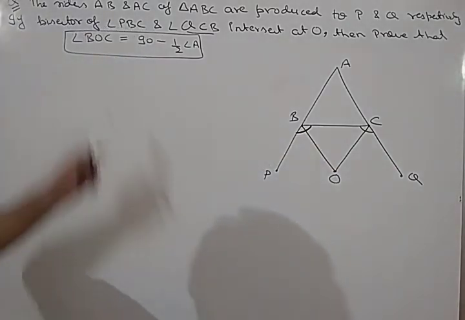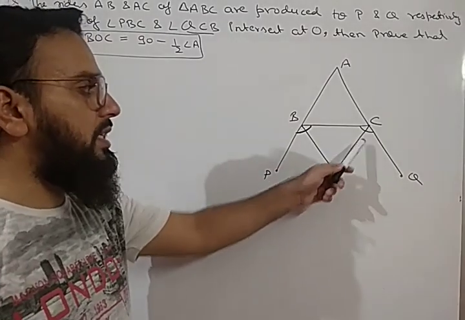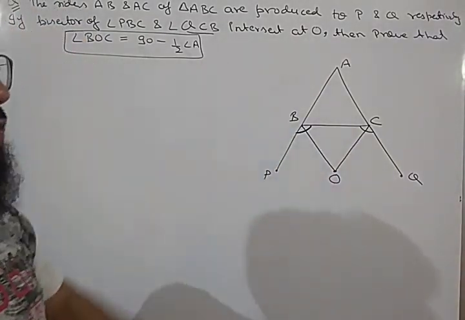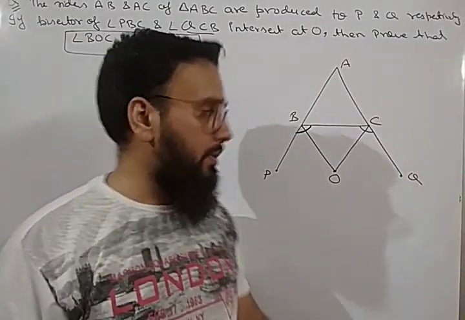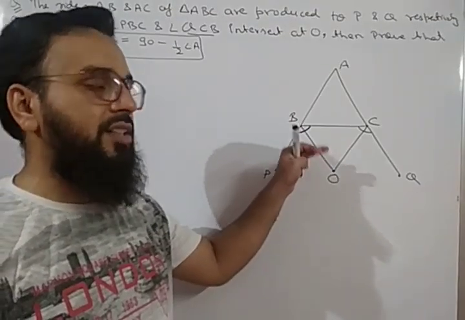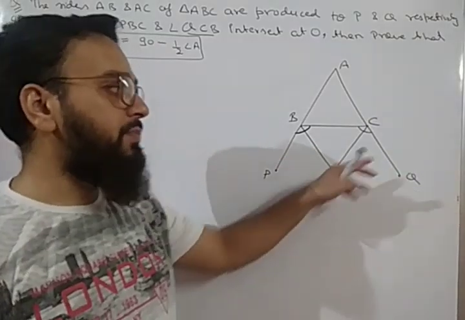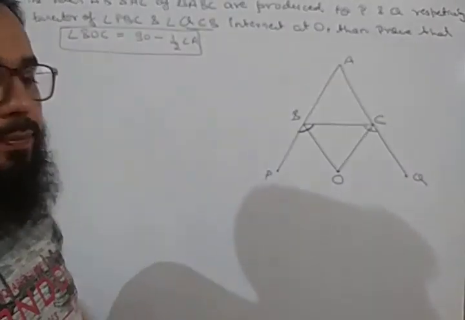So what do we have to prove? We have to prove angle BOC is equal to 90 minus half of angle A. In the earlier question it was 90 plus half of angle A, but in this question, whenever we are given exterior angle bisectors, it is 90 minus half of angle A.